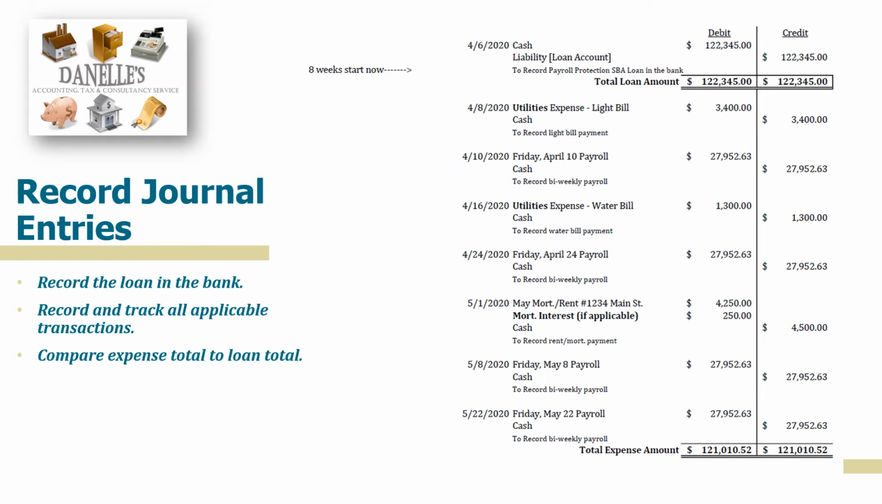$122,345 that is recorded on April 6, 2020, as you can see. And then for every expense that is applicable to this amount, like utilities expense and payroll, rent or mortgage, interest expense, all of these can be offset with this amount.